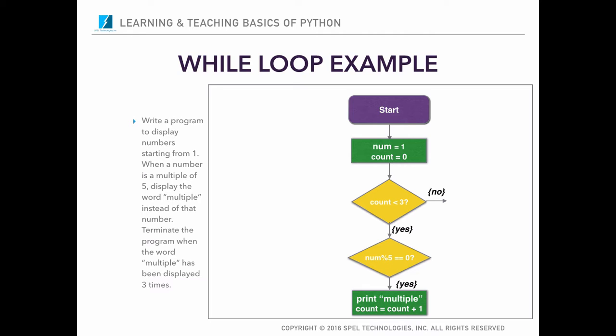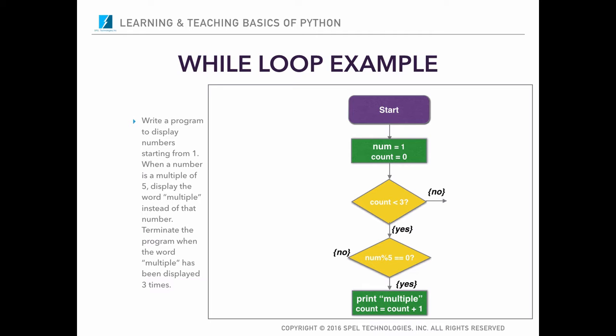So we have two statements here: print double quotes multiple double quotes, and the second statement is count equals count plus 1. So note that you don't need to write valid Python code in a flowchart. You could simply write increment count and print multiple, anything that makes it easier for you to understand what operations have to be done at this point in the program. If the number num is a multiple of 5, you will print out multiple.